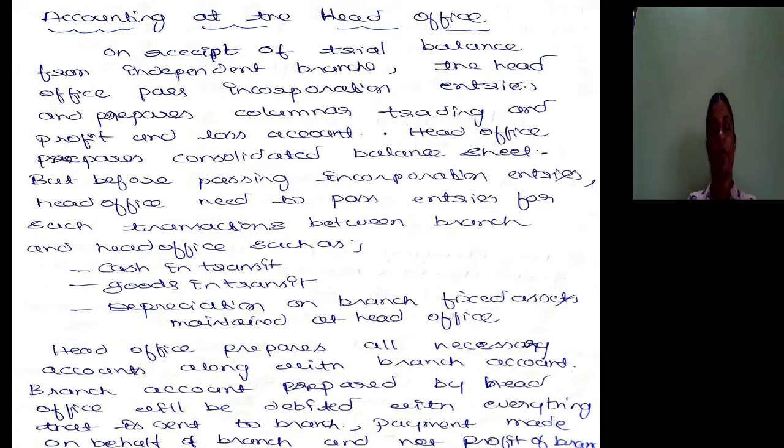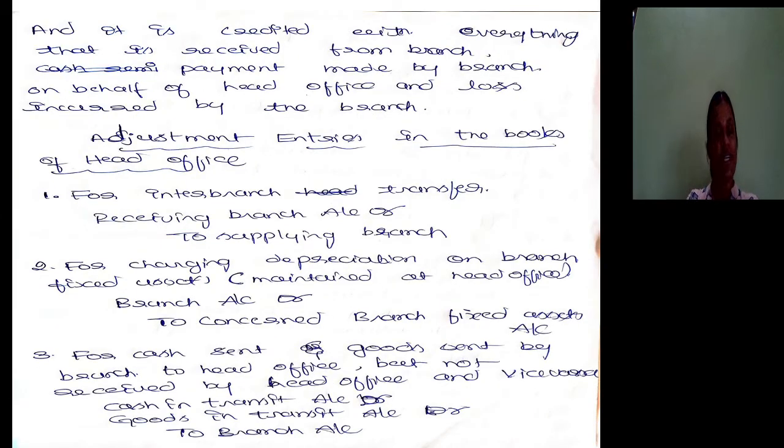How will the branch account be prepared in the books of head office? The branch account prepared in the books of head office will be debited with everything that was sent to the branch, payment made on behalf of the branch and net profit of the branch. And it is credited with everything that is received from the branch, payment made by the branch on behalf of head office and loss incurred by the branch. Means what we debit in the head office account in the books of branch will be credited here, and what we credit in the head office account in the books of branch will be debited here.